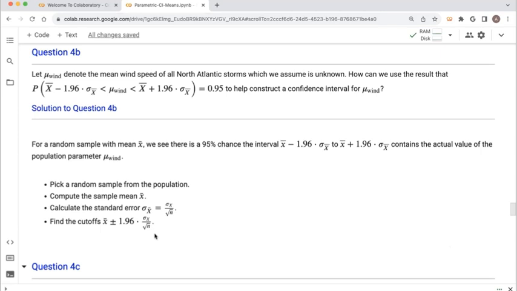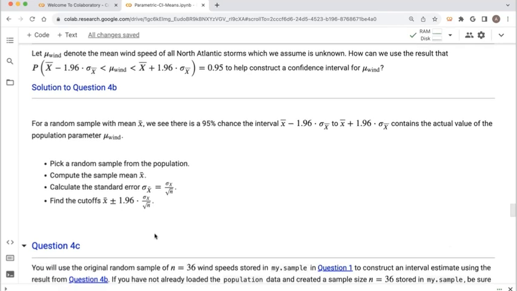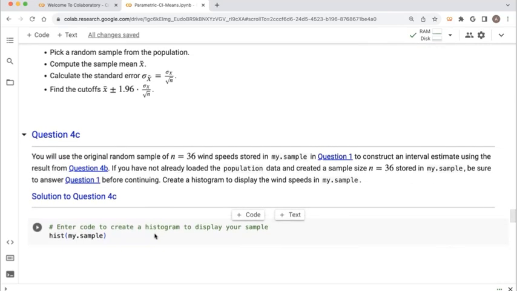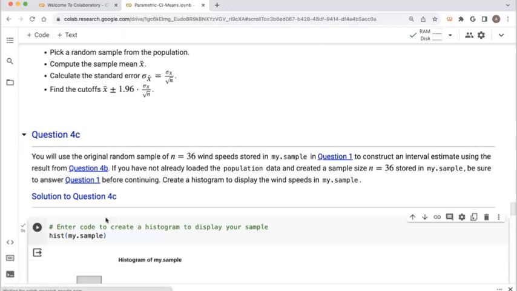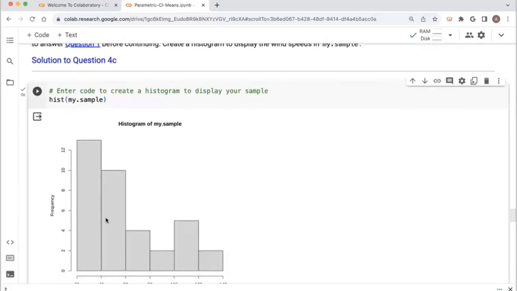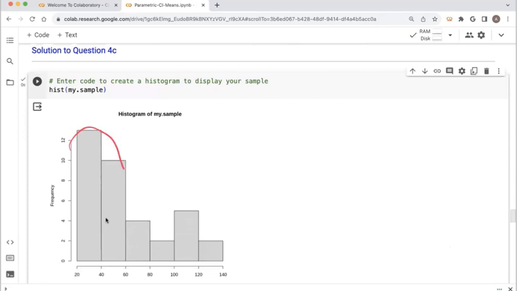So a good first question might be, can we even apply the central limit theorem in this context? And so in this context, we have a population and we actually don't know anything about the population possibly. All I know is that I picked a sample of 36 values that I've stored in this vector called my sample. And if I take a look at the shape of this sample, I can see from this histogram below that this data seems heavily skewed to the right.